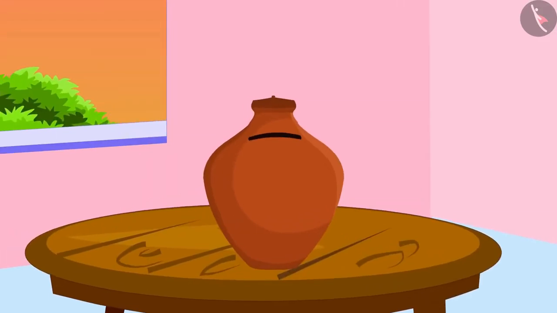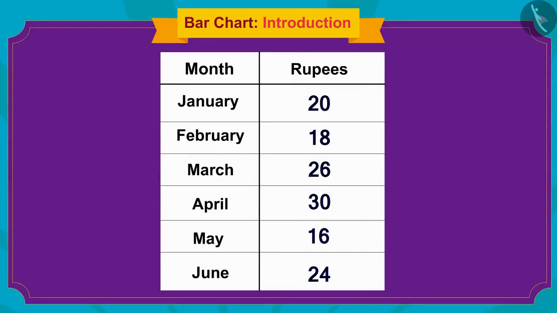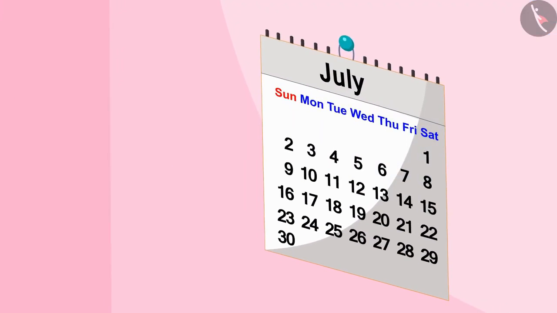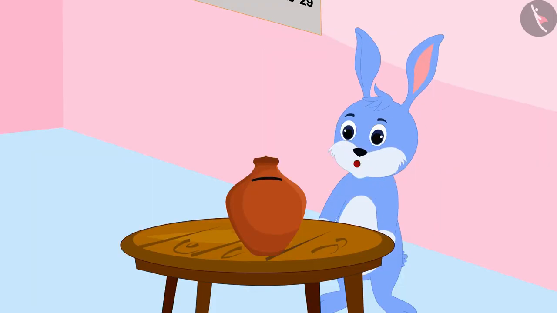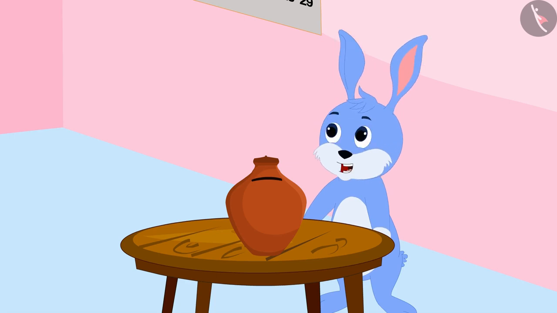He would put the money saved in each month in a piggy bank and then write the amount saved in that month in such a table in a notebook. In no time, 6 months passed by. Oh wow! I have been saving money for 6 months. Now I must have accumulated a lot of money.